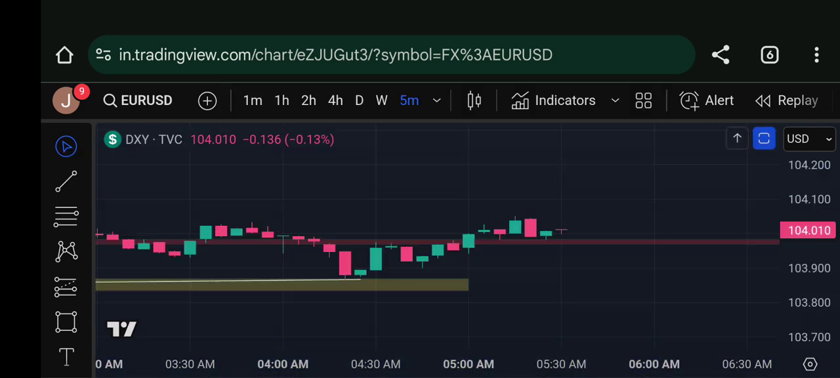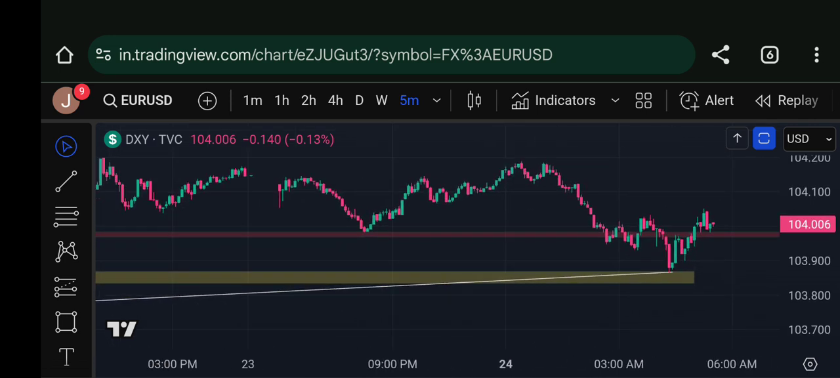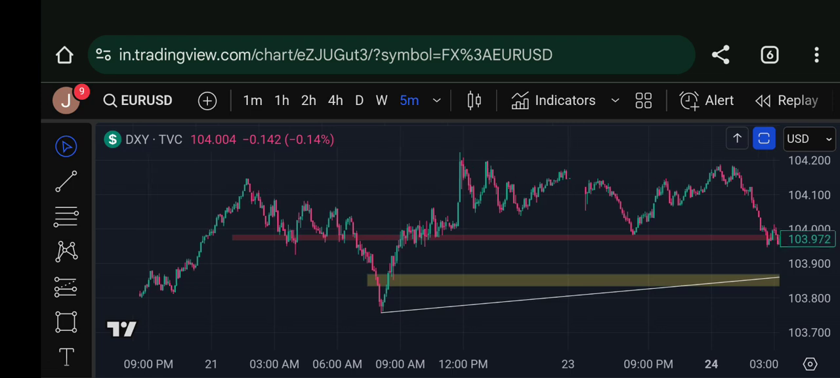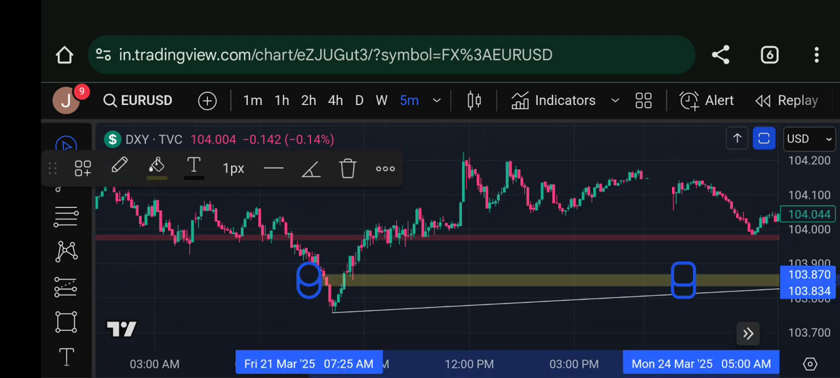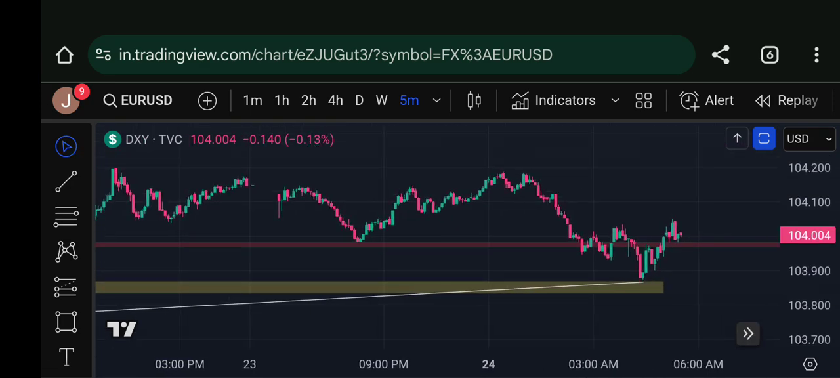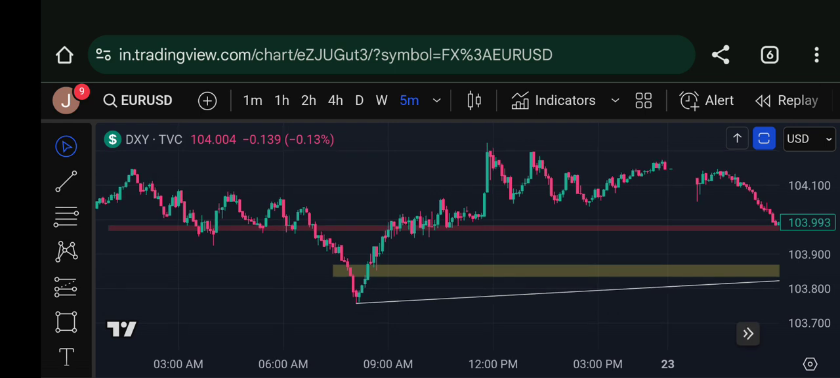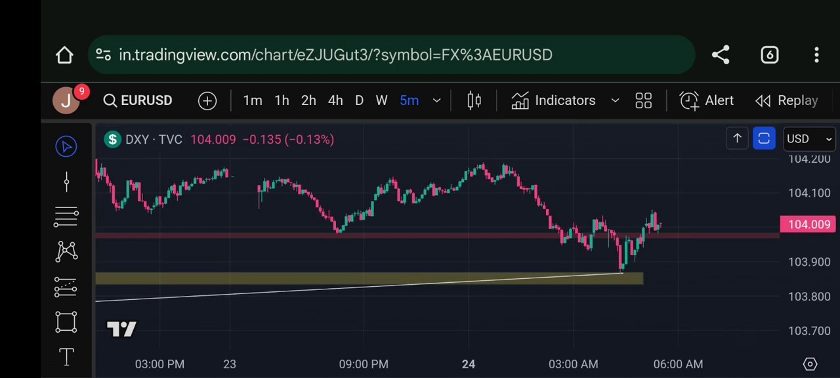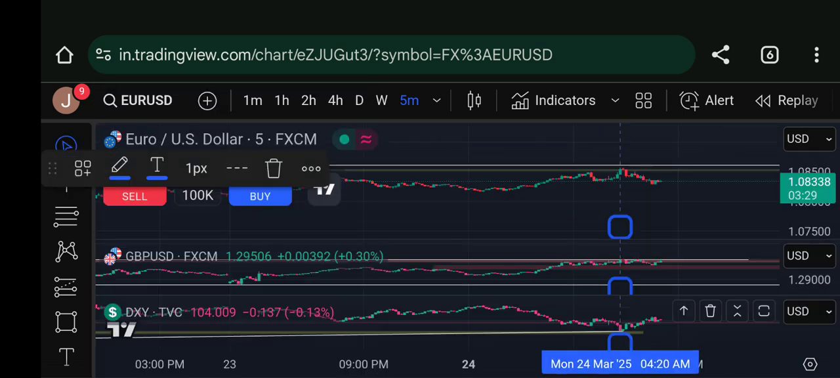First of all, we can see that dollar index made a higher high here by respecting this fair value gap here. We can see that if I put a vertical line, dollar is inversely related to Euro USD, guys, and GBP USD. We can see that here.